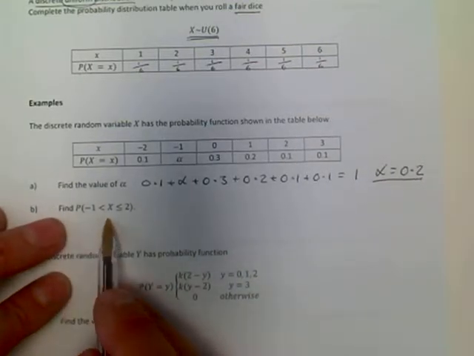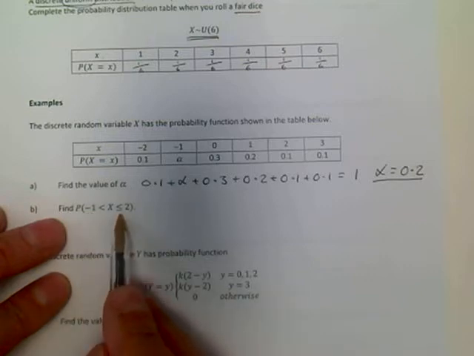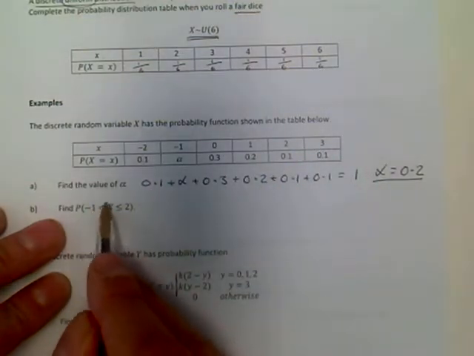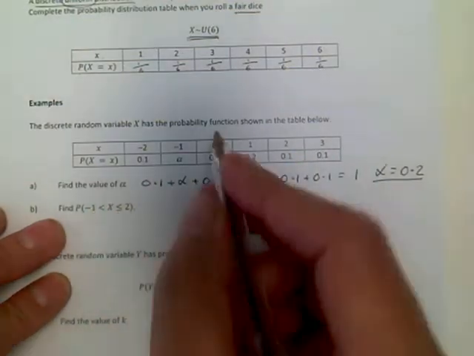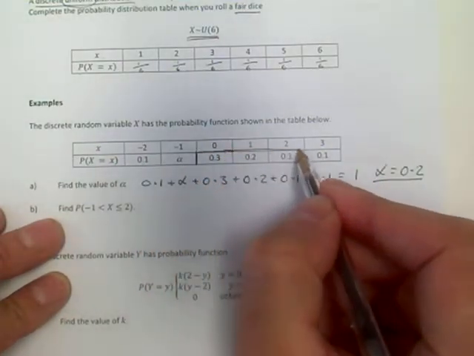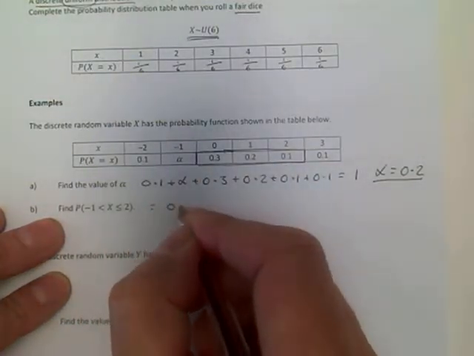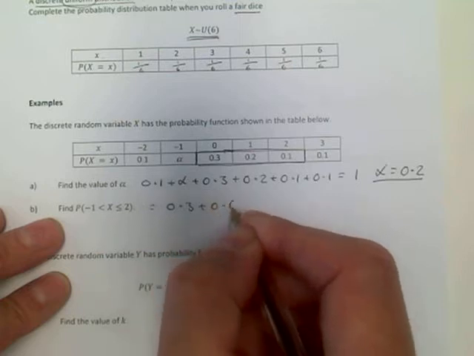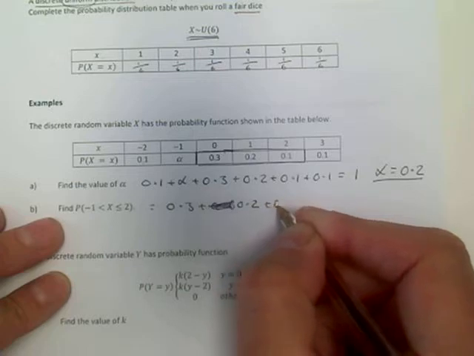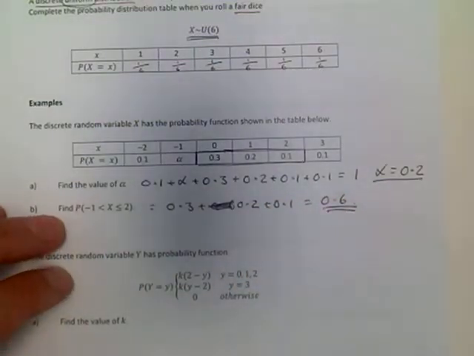Find the probability of x being greater than -1 and less than or equal to 2. So we'll just be careful with the signs, I suppose that could go wrong. So greater than -1, so I'm after this here, and less than or equal to 2, so I'm after those 4 there, aren't I? So that is equal to 0.3 plus 0.2 plus 0.2 plus 0.1, and the answer is 0.6.